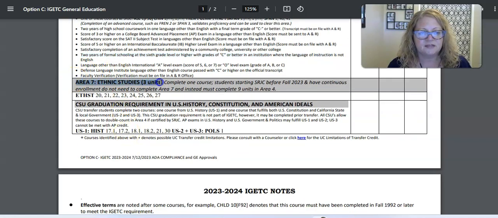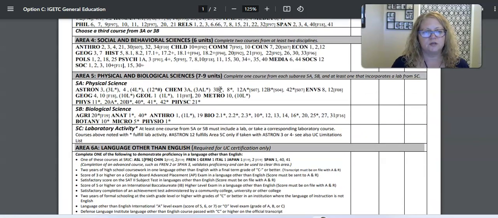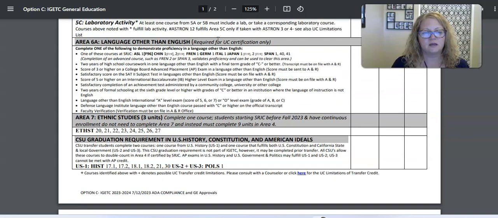Then the ethnic studies to IGETC was just added this semester, so fall of 2023. So if you were here last year, you don't have to do ethnic studies for IGETC. You maintain those catalog rights, okay? And so you would do 9 units up in social and behavioral sciences and would not be required to do ethnic studies. The CSU graduation requirement is still on here, okay? So again, but just for the CSU, not for the UC.